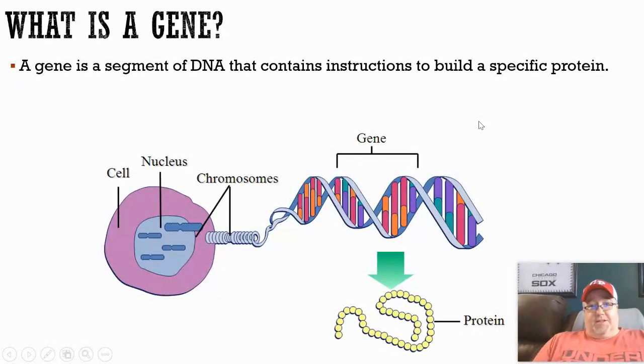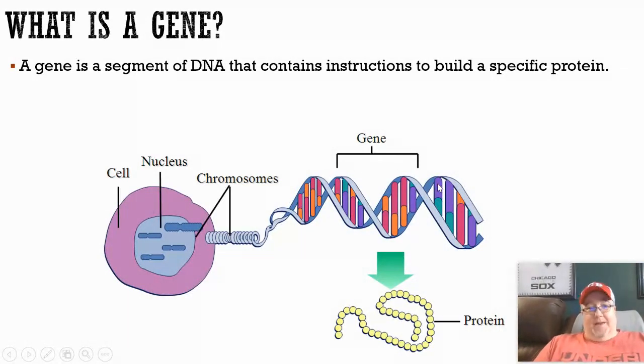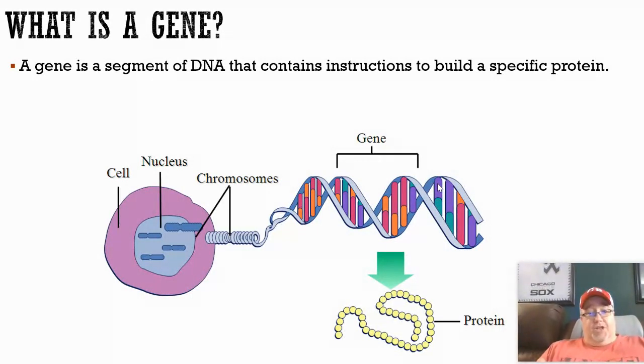A gene is just a piece or a segment of DNA that contains instructions to build a specific protein. So we've been talking about genes. I just haven't really been using that word. We've been using DNA or pieces of DNA or segments of DNA or the sense strand on the DNA. All this is just instructions to build a protein. So a gene is just a specific instruction.